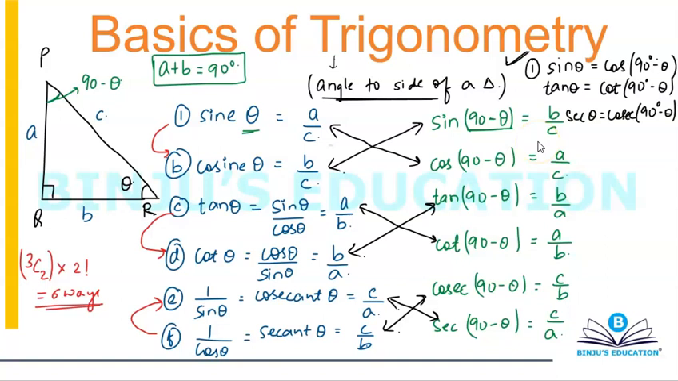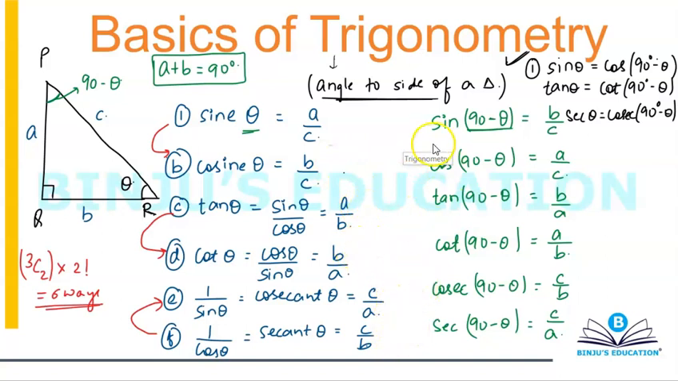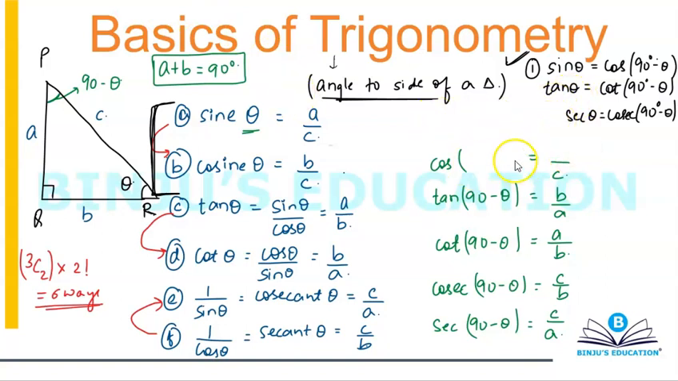Now, another thing that we can observe from here is that, now let's remove this, we don't need this any further. Let's focus on these two, sine theta and cosine theta. Okay, now sine theta is A by C, cosine theta is B by C. I'm going to remove the complementary part because we don't need this anymore. Let's just remove this.